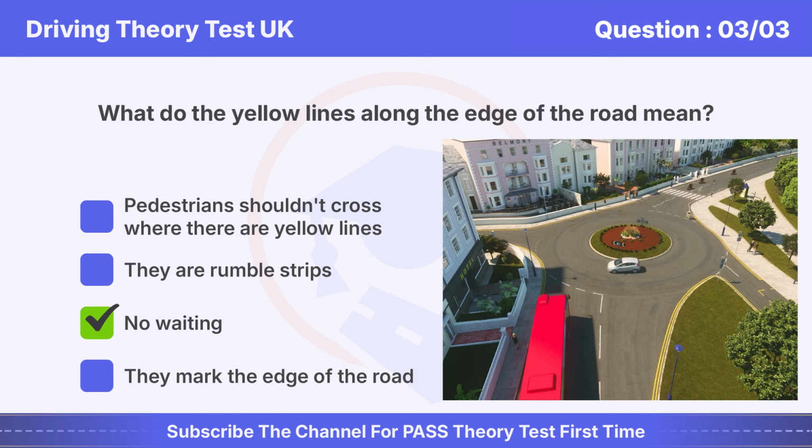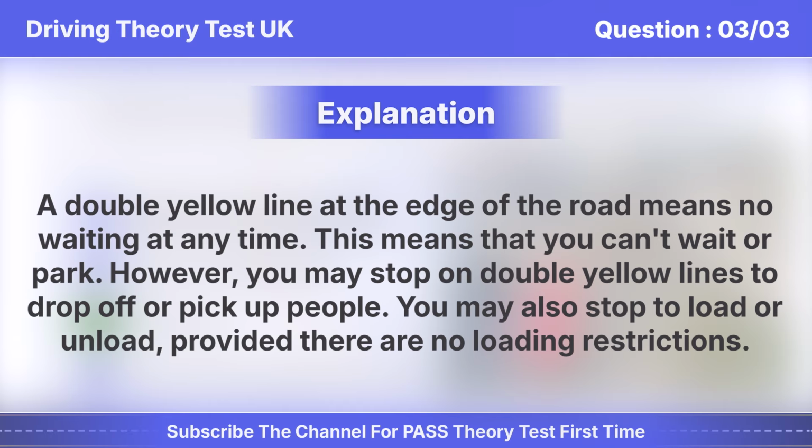Answer is C. No waiting. A double yellow line at the edge of the road means no waiting at any time. This means that you can't wait or park. However, you may stop on double yellow lines to drop off or pick up people. You may also stop to load or unload, provided there are no loading restrictions.